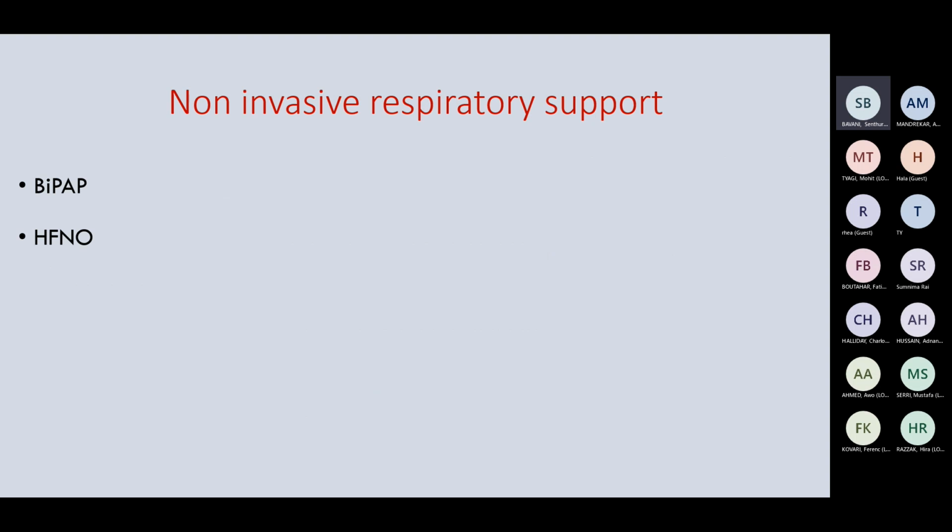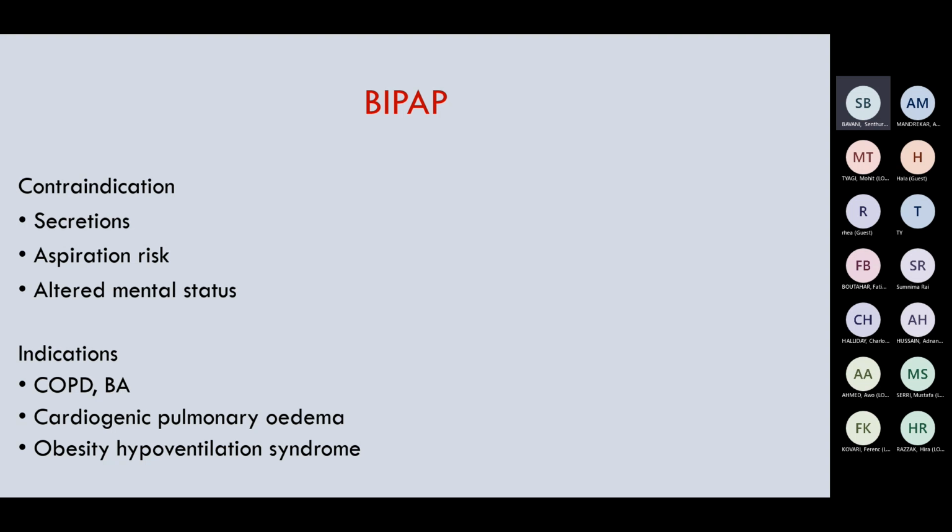What is non-invasive respiratory support in ITU? We can use BiPAP and high flow nasal oxygen. What are the contraindications for BiPAP? If the patient has secretions, risk of aspiration, or altered mental status, we have to avoid BiPAP because of increased risk of aspiration. What are the indications for BiPAP? COPD, bronchial asthma, cardiogenic pulmonary edema, obesity, hyperventilation syndrome. We can use BiPAP.